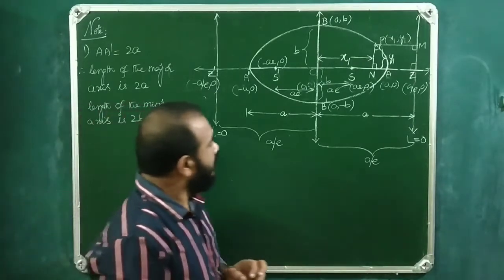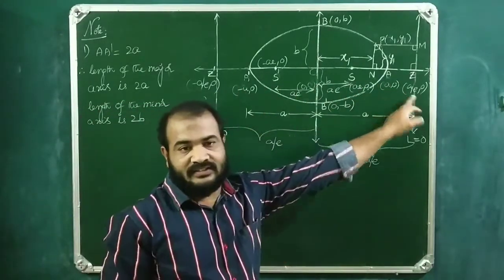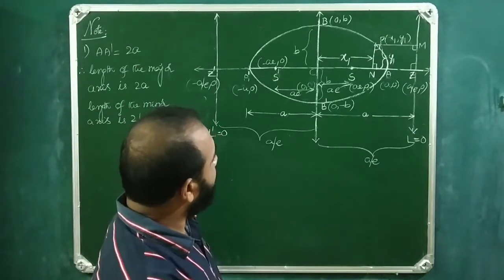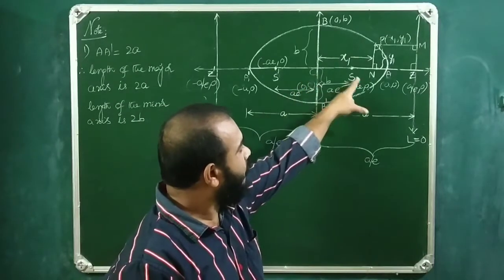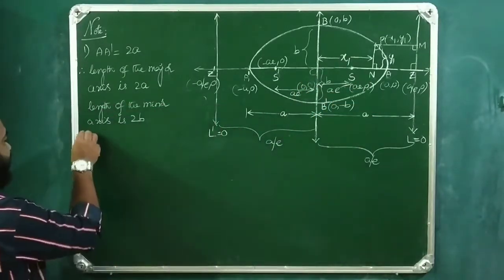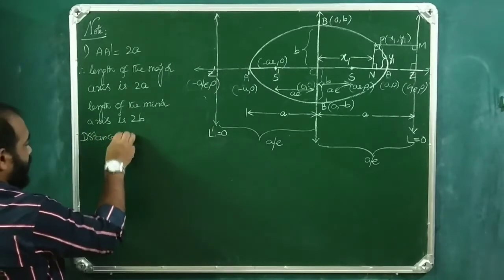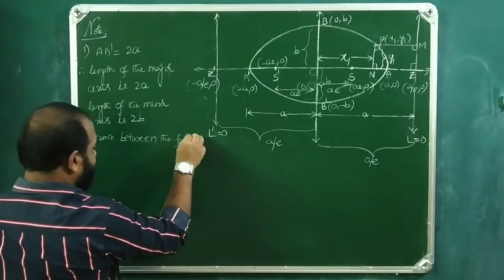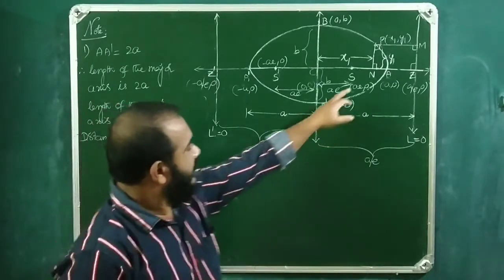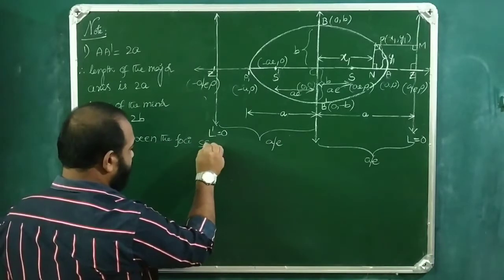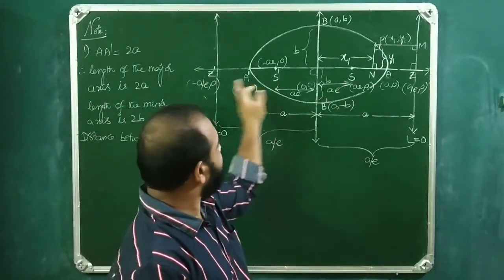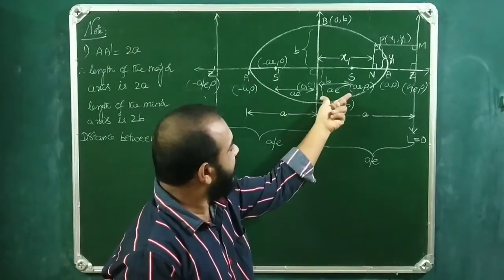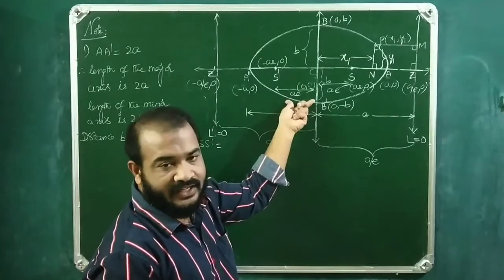Now, distance between the vertices. Now, the distance between the foci is SS dash. What is SS dash? CS plus CS dash. CS is AE, CS dash is AE. So 2AE.